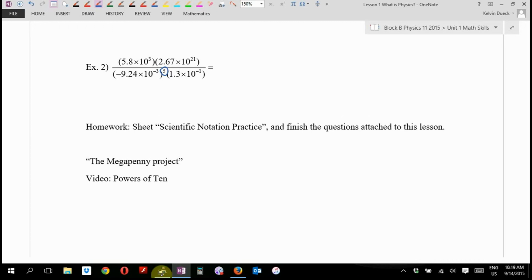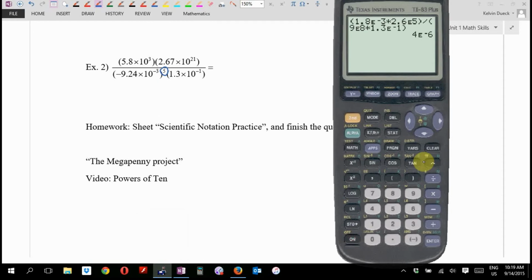Okay? So I'm going to start out, clear my screen, bracket 5.8, scientific notation button 3 times 2.67, scientific notation button 21. And I'm going to close off the top and hit divided by and pause there once you get there, please. Whatever keystrokes you have to hit on your particular machine.